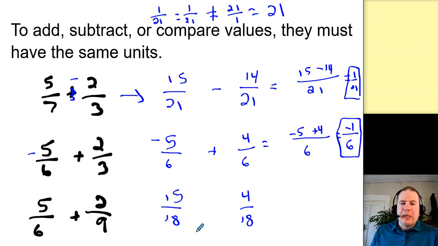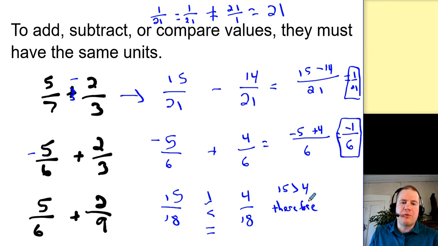All right. Now, if I just want to compare greater than or less than or equal to, now that I have the same units, I can say 15 is a bigger number than 4. Therefore, I didn't mean for that to rhyme. Therefore, this first number, 15/18, is bigger than 4/18, so 5/6 is bigger than, greater than 2/9.